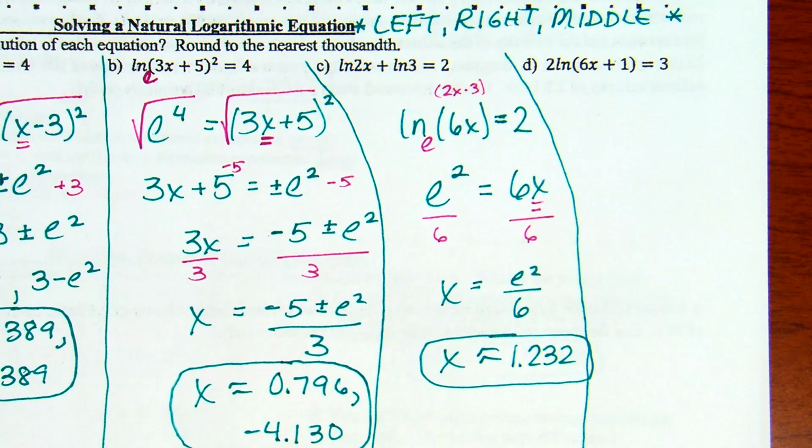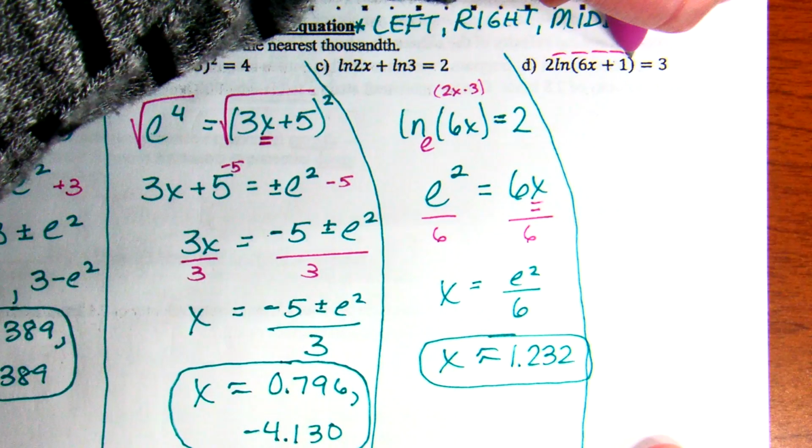Thoughts on how to start D? Kendra? Okay. Yeah. You have to watch out here. We can't jump straight into left, right, middle, because in order to do that, it would have to be a log equaling something else, equaling a number or a value. And at this point, we have 2 times a log. So what do we do with that 2?